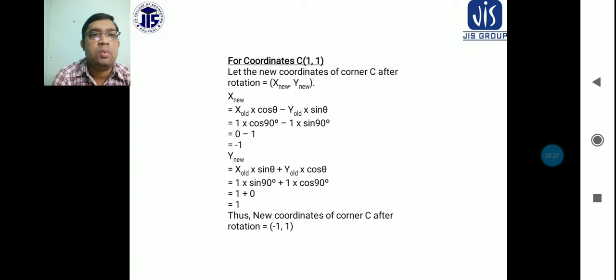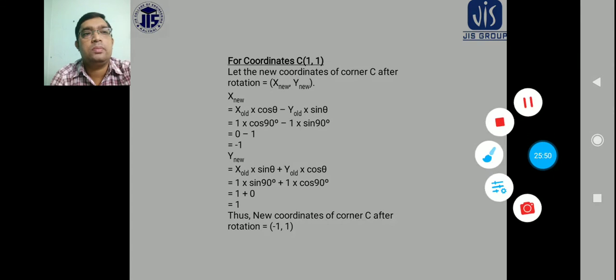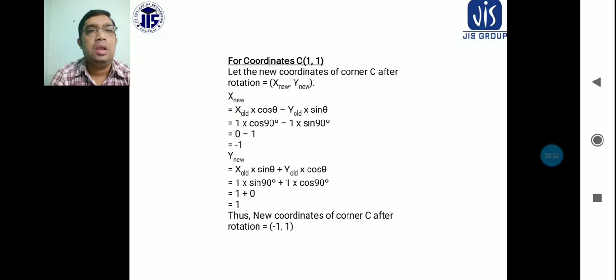Let the new coordinates of corner C after rotation be (x new, y new). What is x new? x new equals x old times cos theta minus y old times sin theta, which is 1 times cos 90 degrees minus 1 times sin 90 degrees. That value is 0 minus 1, which is minus 1.